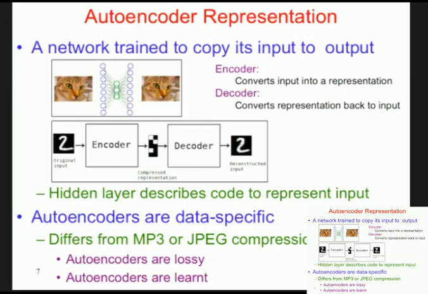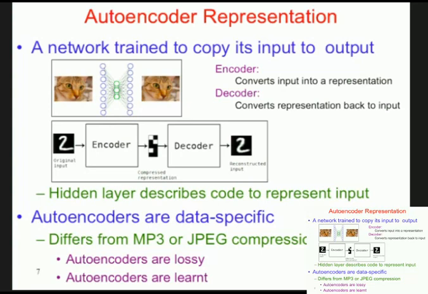So what is the code? How do we represent it? And that is the hidden code here. And autoencoders are data specific. Whatever you're training it on, you're inputting all these images. Maybe they're all handwritten images, not just twos, all handwritten numerals. And it finds a way of compressing it.